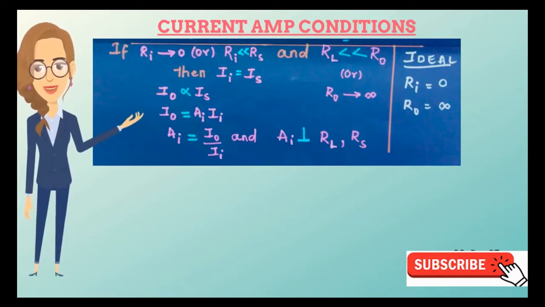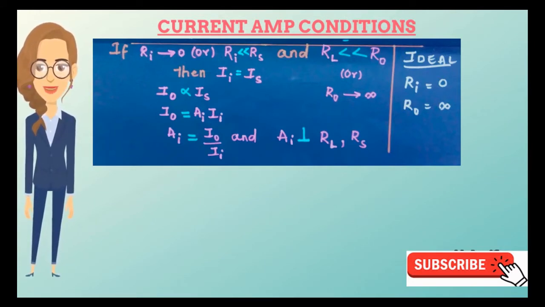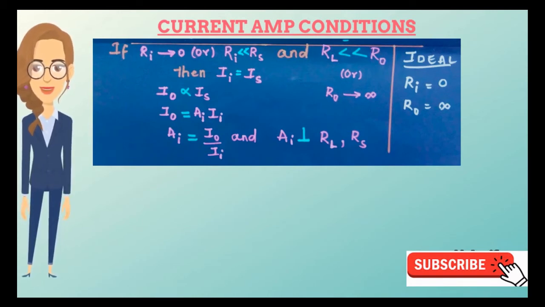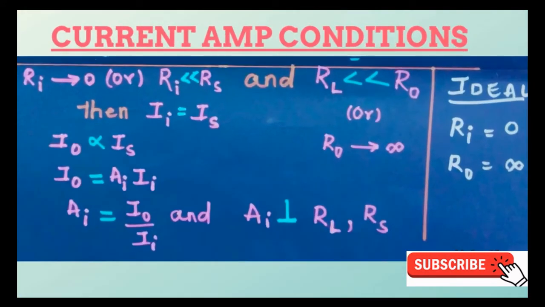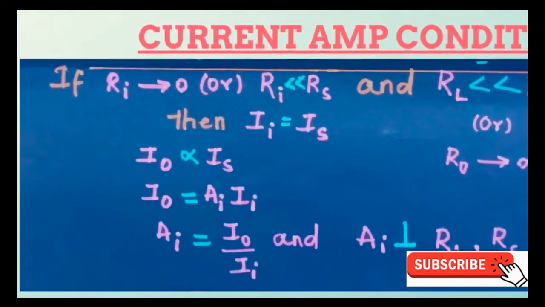If amplifier input resistance Ri tends to 0, then input current of amplifier Ii is approximately equal to the source current Is. If amplifier output resistance R0 tends to infinity, then load current IL will be equal to the product of Ai and Ii, that is current gain and input current of amplifier. Such an amplifier provides a current output I0 proportional to the signal current Is, and the proportionality factor, which is Ai, the current gain, is independent of Rs and RL, source and load resistances. This amplifier is called current amplifier.